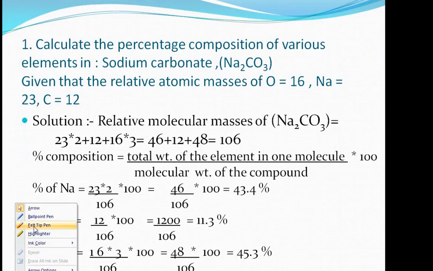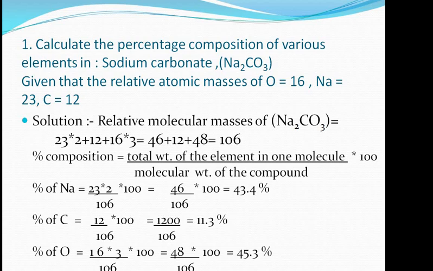In the next slide, there is a question: calculate the percentage composition of various elements in sodium carbonate, that is Na2CO3, given that the relative atomic masses of oxygen is 16, sodium is 23 and that of carbon is 12. So the first thing you need to do is to calculate the relative molecular mass of Na2CO3. You can also write it as molecular mass only. Either you can write relative molecular mass or molecular mass, there is no problem in that respect.